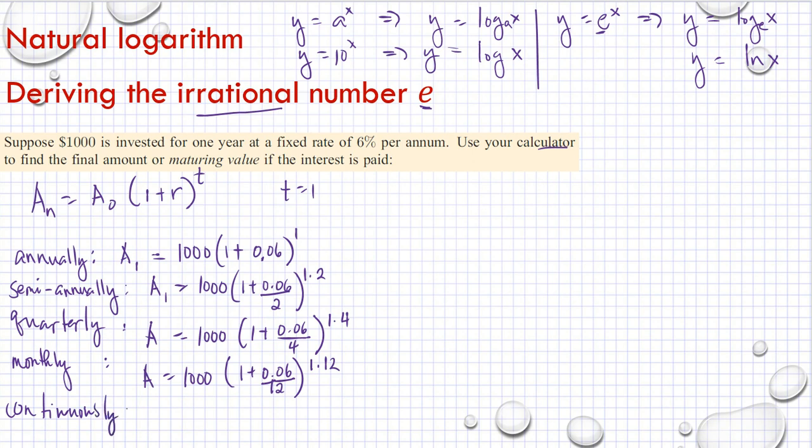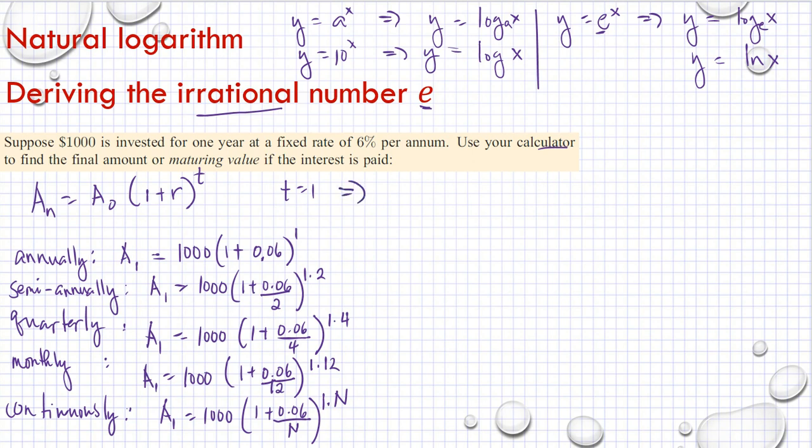Continuously. I hope I spelled it right. Then we have A sub 1 is equal to 1000 multiplied by 1 plus 0.06 divided by, it depends how it is, I will name it capital letter N, 1 multiplied by capital letter N. So to summarize, we have summarized that now.